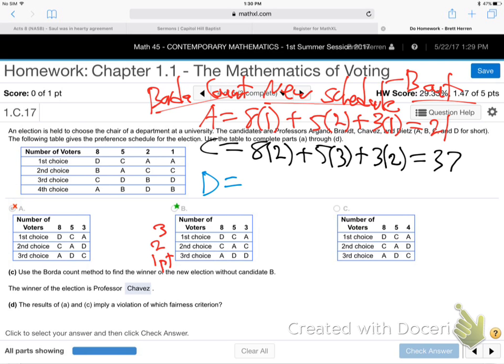And then D, how many does D get? D gets 8 3-pointers. D gets, now D's the bottom of the other two, 5 1-pointers and 3 1-pointers. It's 24 and 8, 32. C now wins, that's what it's saying, Chavez. C now wins the election.